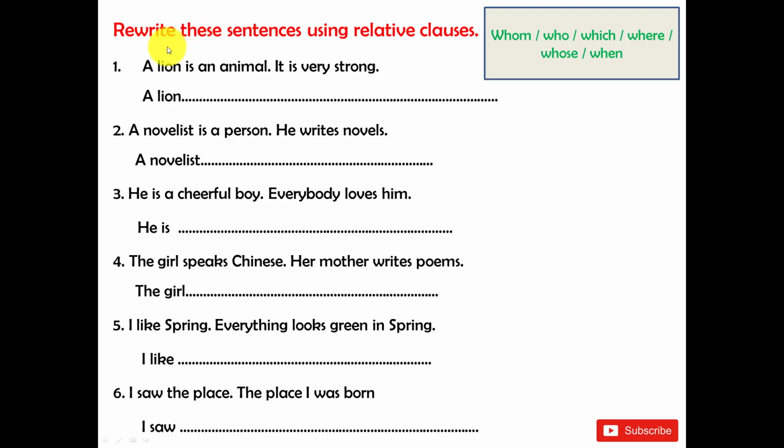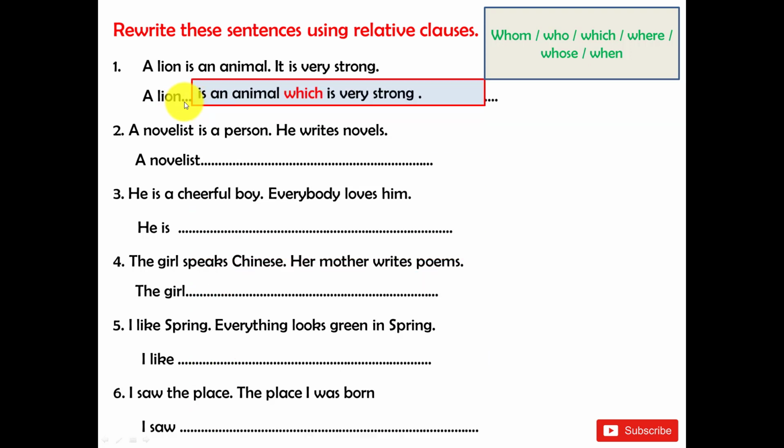Let's move to the last activity. Here we are going to rewrite the sentences using relative clauses. Try to use whom, who, which, where, whose, or when. A lion is an animal. It is very strong. So we can say a lion is an animal, right? Do you remember which one to use? Good. We can get: a lion is an animal which is very strong.